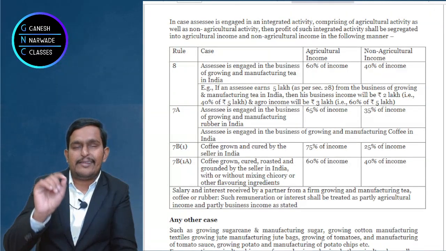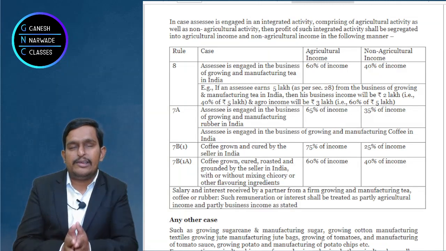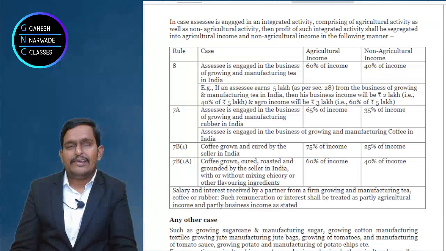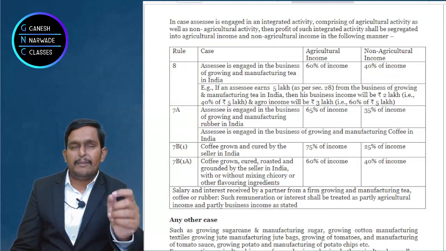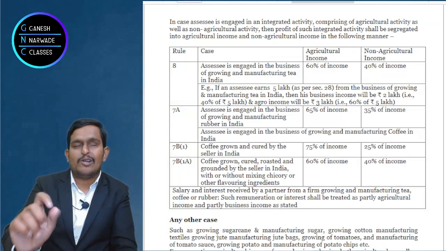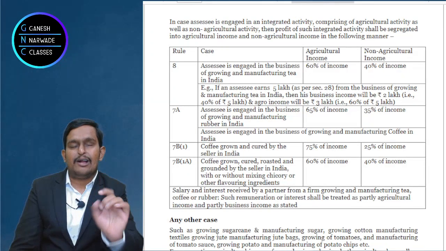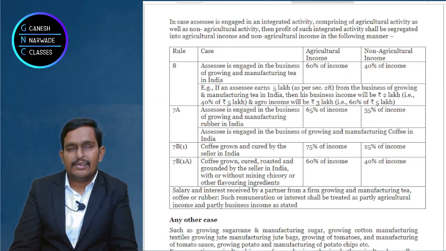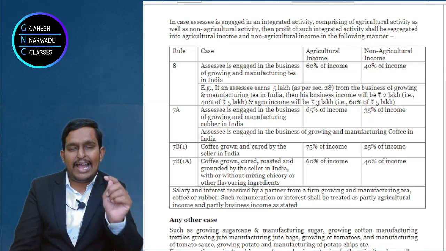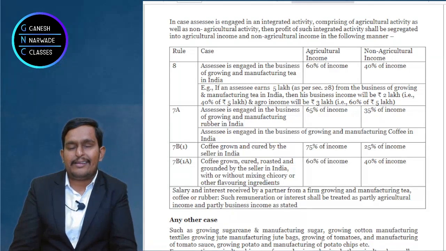But the problem arises only when you are not only growing but also manufacturing. In that case, government clearly stated 60% is agriculture, 40% is non-agriculture income. Suppose for example 5 lakhs is the income from sale of tea powder. In that 60%, 5 lakhs into 60%, 3 lakhs is your agricultural income. 5 lakhs into 40%, 2 lakhs is your non-agricultural income. This way you should be able to divide.